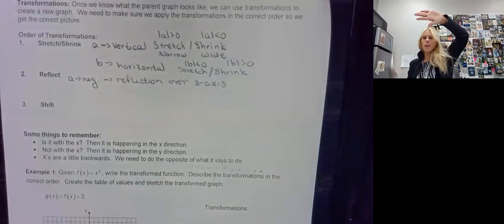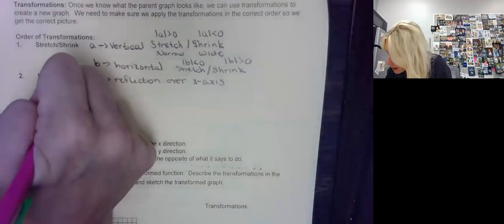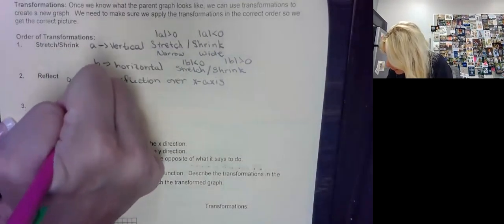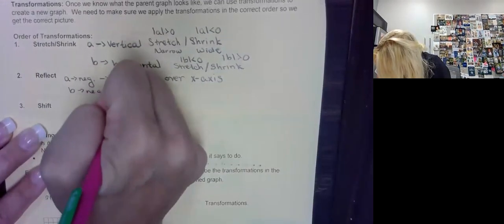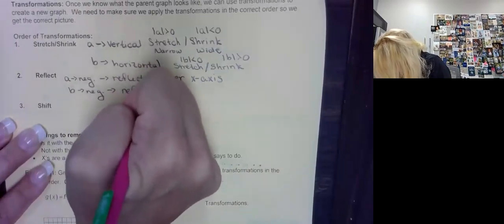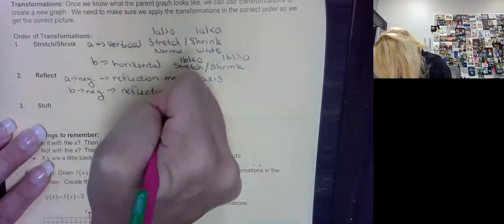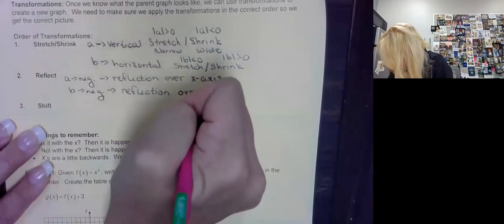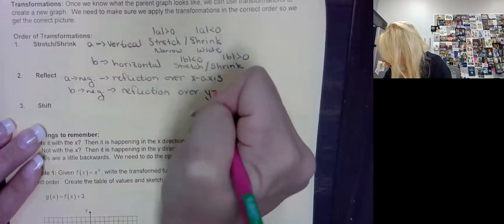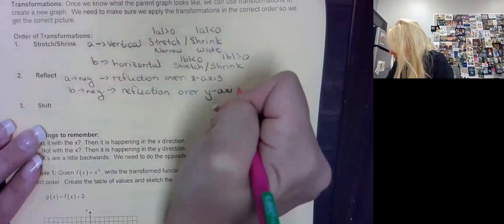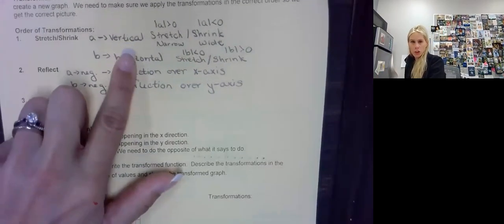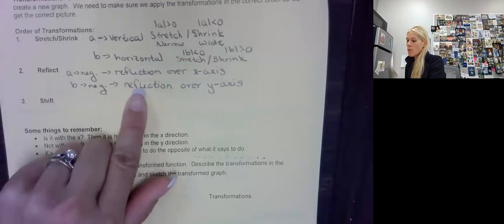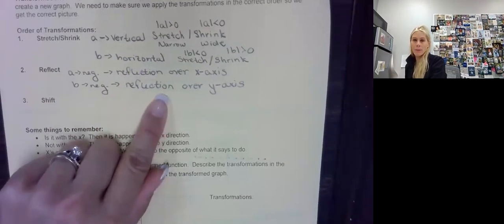Okay, so if your graph's up here and it's negative A, it now flips. Same thing with B: when B is negative, it's a reflection over the y-axis. When I ask you to write down the transformation, remember to tell me if it's a vertical stretch or shrink, horizontal stretch or shrink, and which axis is going to flip over, okay?